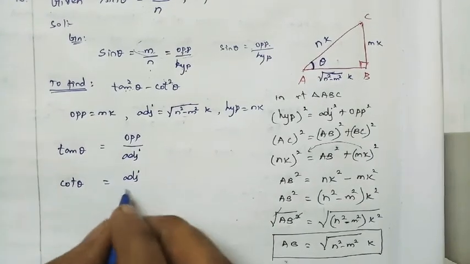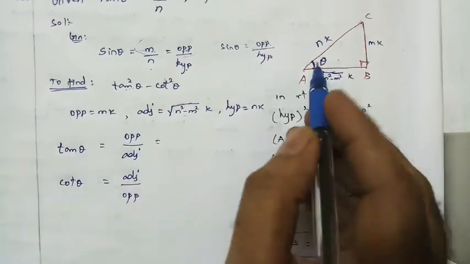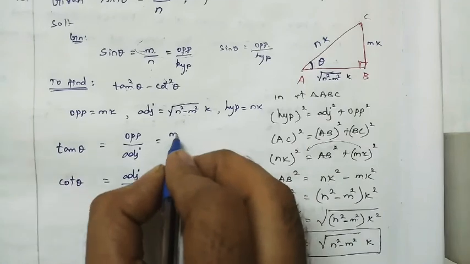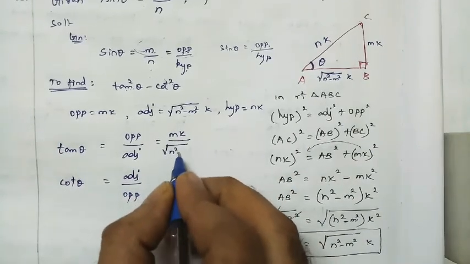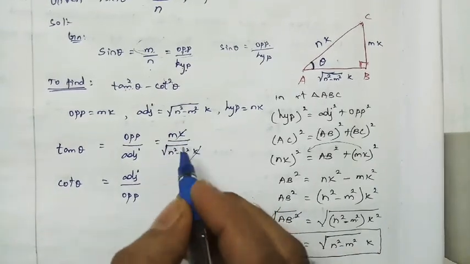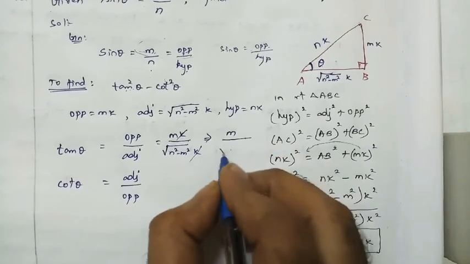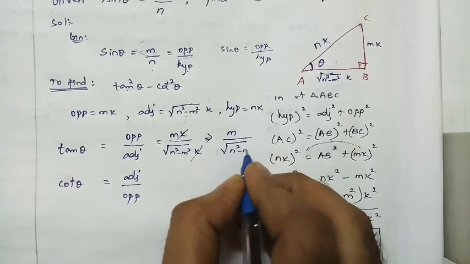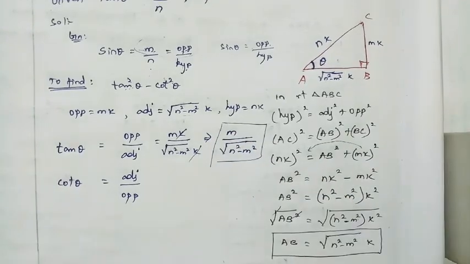And cot theta is adjacent divided by opposite, right? So for theta, what is the opposite side? mk. So mk divided by adjacent, which is square root of n square minus m square into k, and this k and k will get cancelled. So tan theta is nothing but m divided by square root of n square minus m square, right?